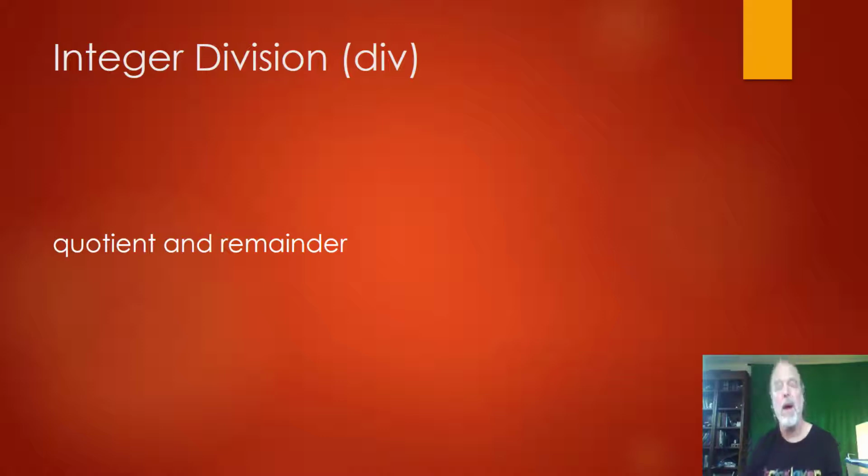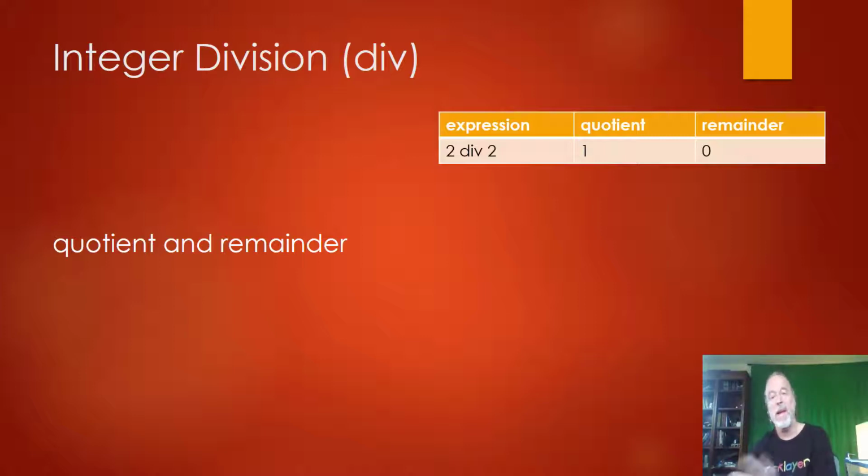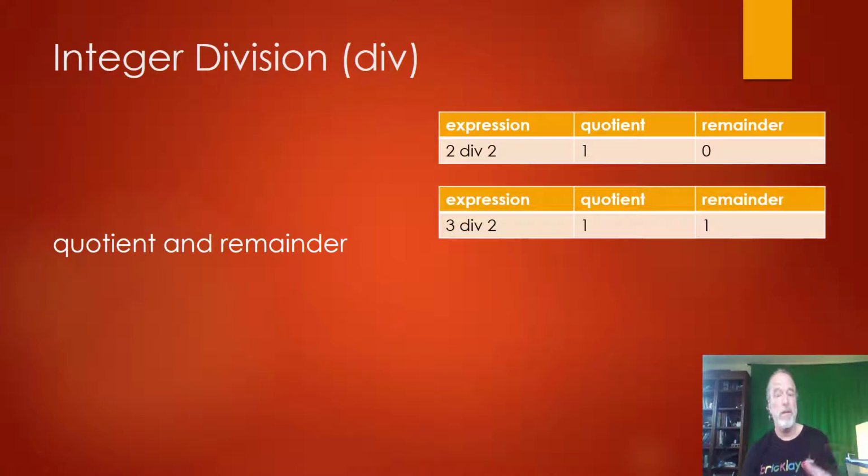Okay, so one thing that I'd like to talk about now is integer division. Basically, you divide one integer by another, and the answer is called a quotient, and what's left over is called the remainder. So let me give you some examples of this. In Bricklayer, the integer division operator is div. So the expression here is 2 div 2, so that's an integer division, and the quotient, the answer, is 1, and the remainder is 0.